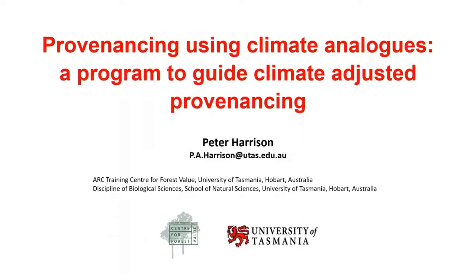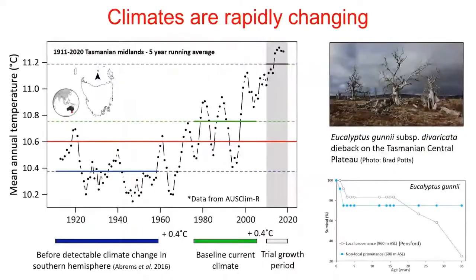Today I'll be presenting a tool that we have developed in collaboration with Green Australia to identify seed sources for restoration. As we all know, climates are rapidly changing. Over the last 100 years, temperatures have increased by nearly 1 degree centigrade, and this relatively small change is already having catastrophic impacts on our forest ecosystems, leading to range-wide dieback, but also shifts in the performance of populations, which is resulting in the local not always being best.